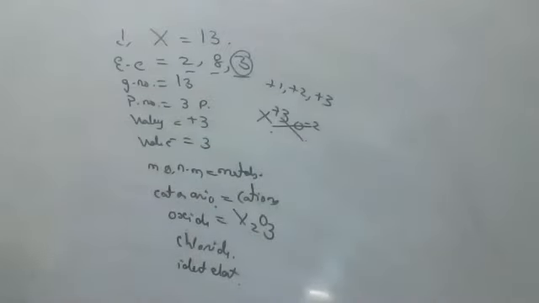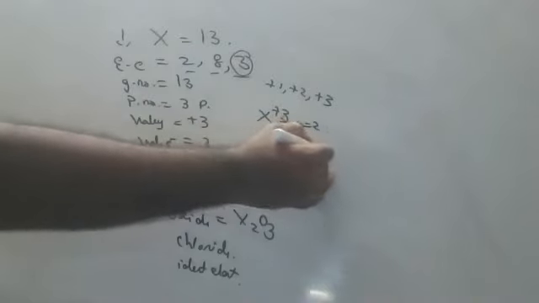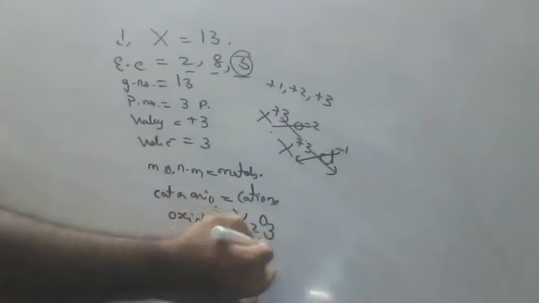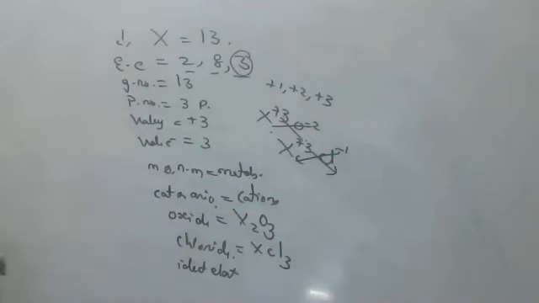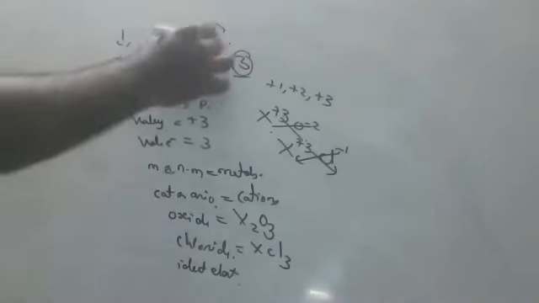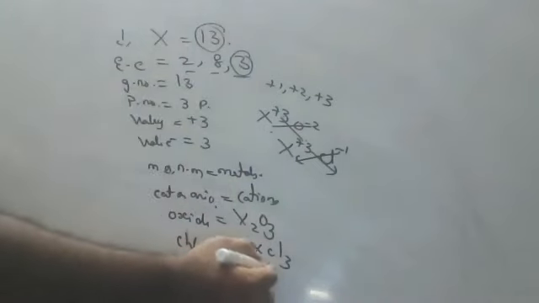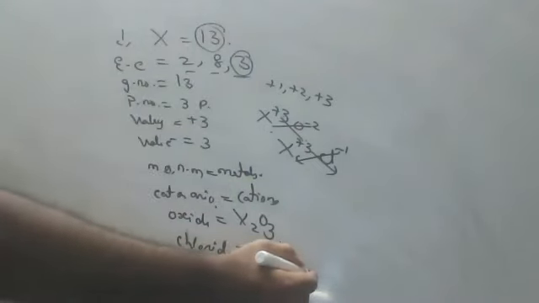X2O3. Formula of its chloride. X is plus 3, chloride is minus 1, children. 1 comes here, 3 goes there. XCl3. Okay, identify the element. What is the element, children? 13th element? Aluminium.